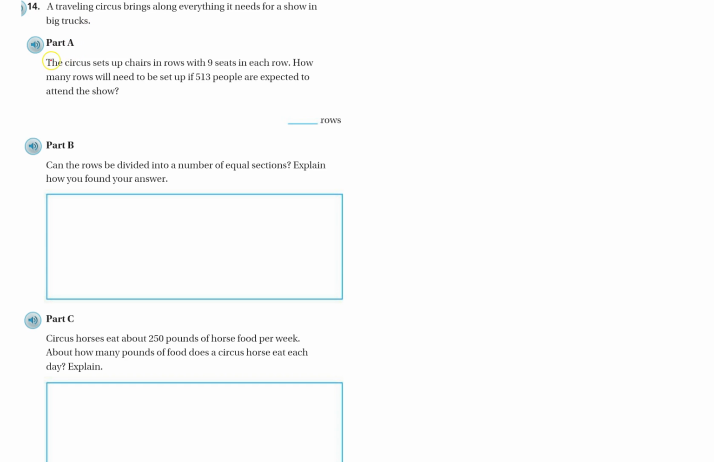Okay. Part A. The circus sets up chairs in rows with 9 seats in each row. So here's a row. There'd be 9 seats in that row. Here's a row. There'd be 9 seats in that row, and so on. How many rows will need to be set up if 513 people are expected to attend the show? Well, two numbers. We've got to divide. So we have 513 divided by 9.